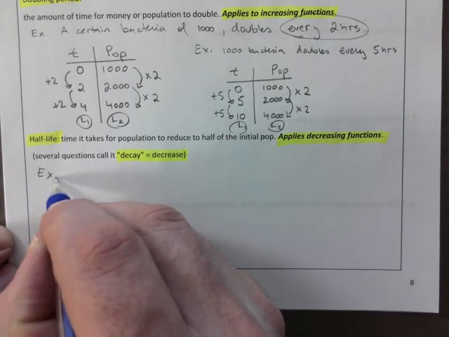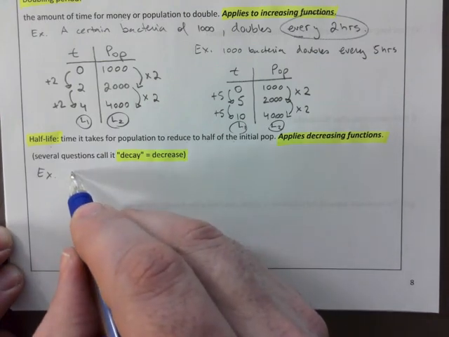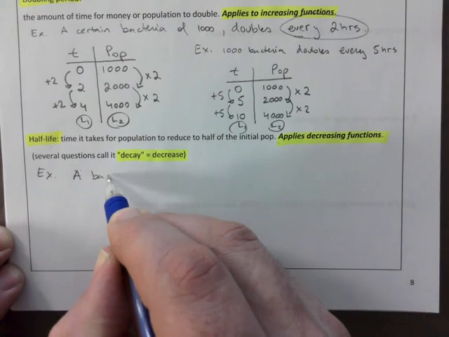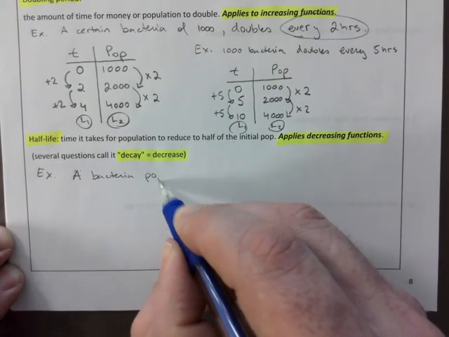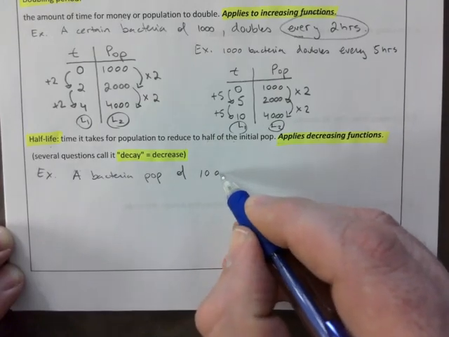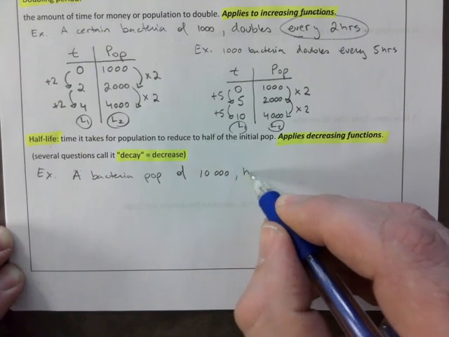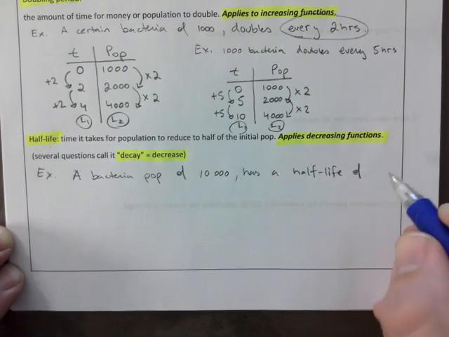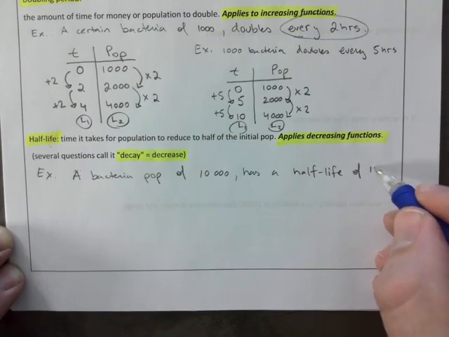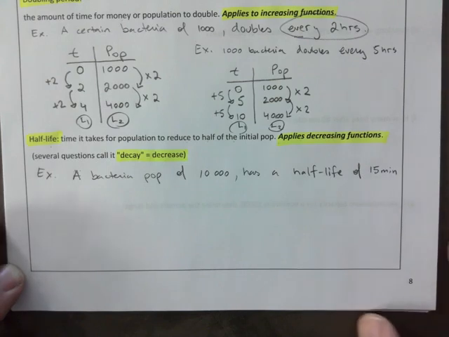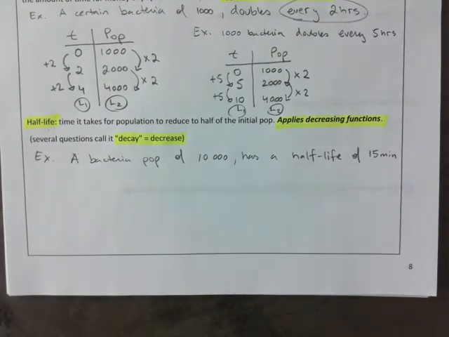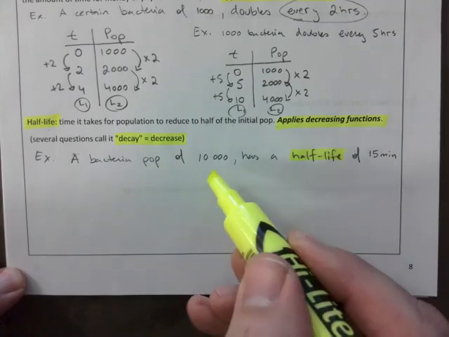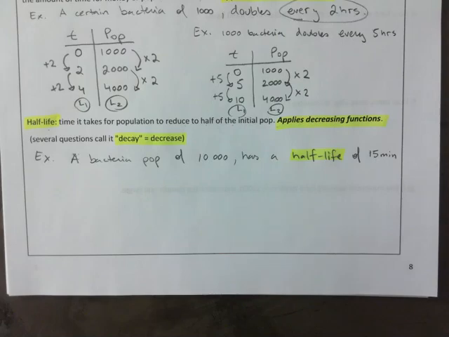So let's say, for example, a bacteria population of, let's say, 10,000. It has a half-life of, let's say, 15 minutes. You should immediately recognize, oh, half-life, that means the time it takes for my population to go down to half of what it used to be. Okay, that's what it means.